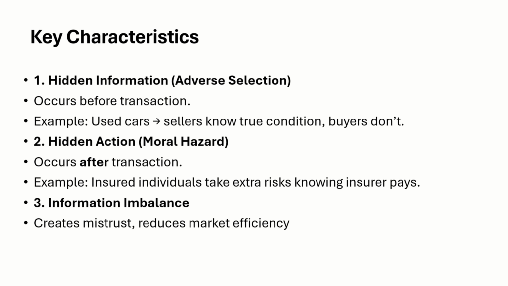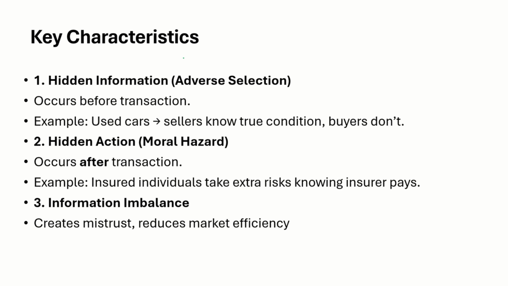Now we talk about the key characteristics. The first one is hidden information, and the name is adverse selection. The second one is hidden action. The third one is information imbalance. The first one, hidden information, is known as adverse selection. This occurs before a transaction takes place. One party has information that the other party doesn't know. The used car market I just mentioned is a perfect example of adverse selection. The seller knows whether the car is in good shape or not, but the buyer doesn't.